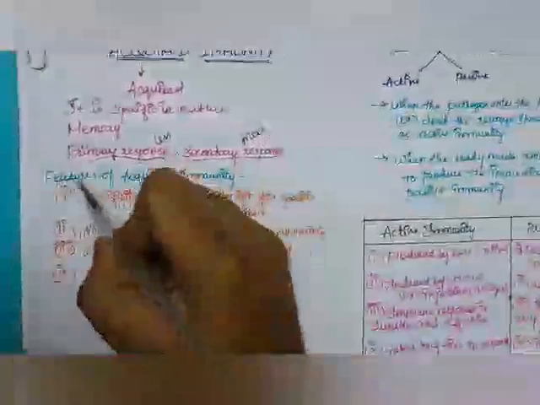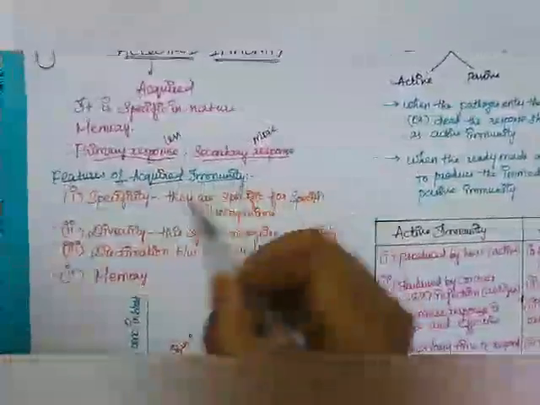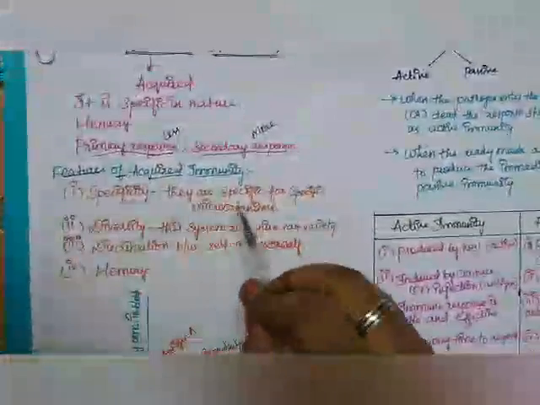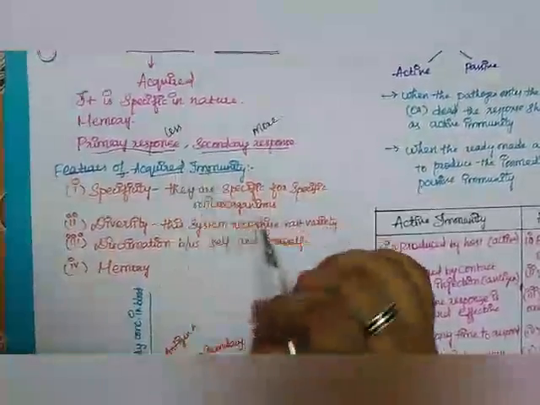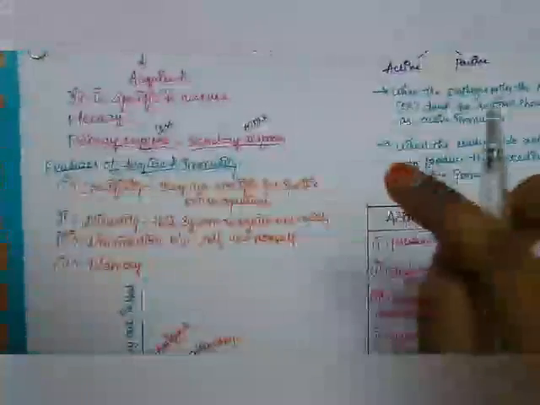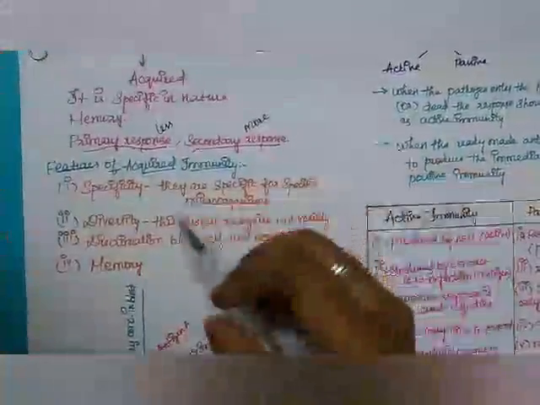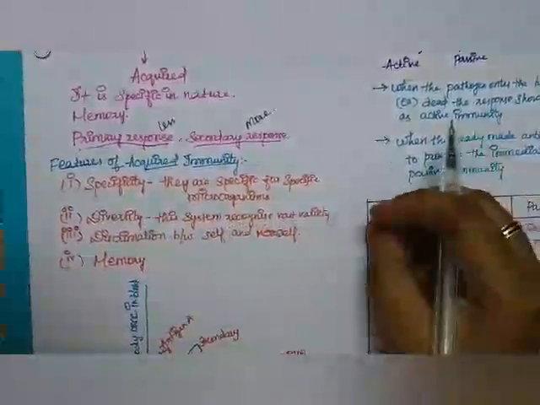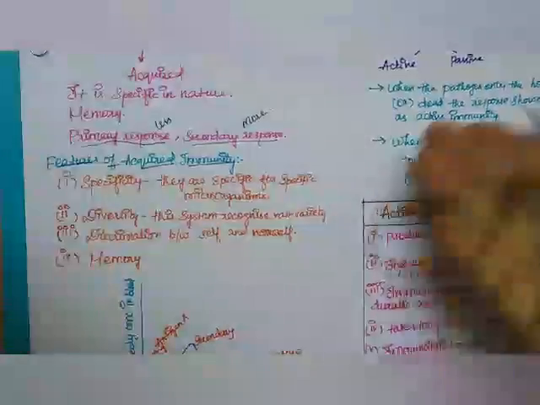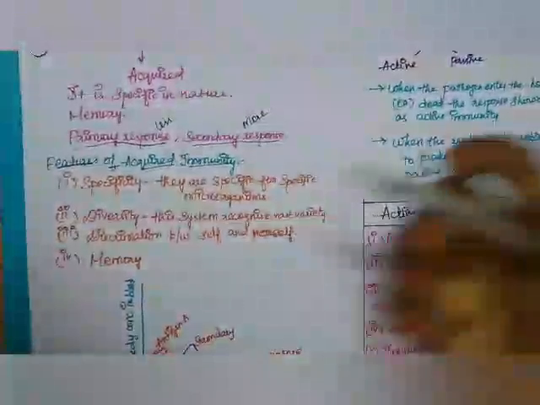Now let us look at the features of the acquired immunity. Specificity: it is specific for specific microorganisms. They can respond only to the specific microorganism. Now, diversity: this system recognizes a vast variety of microorganisms, so it can respond to various types of microorganisms. We have many types of antigen even present on the same pathogen, and it can respond to them differently.